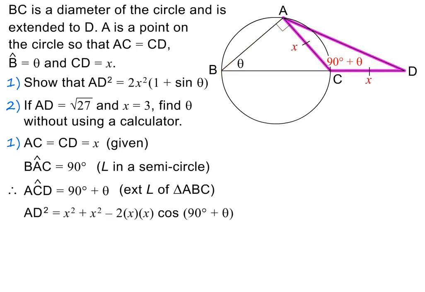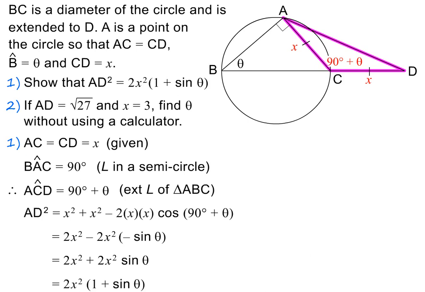We can now use the cosine rule in triangle ACD to find AD squared. x squared plus x squared is equal to 2x squared. Minus 2 times x times x is equal to minus 2x squared. And using the cofunction reduction formulae, we can rewrite cos 90 degrees plus theta as minus sine theta. This simplifies to 2x squared plus 2x squared times sine theta, because a minus times a minus is a plus. We then take our 2x squared as a common factor to answer the question. Please pause to check.